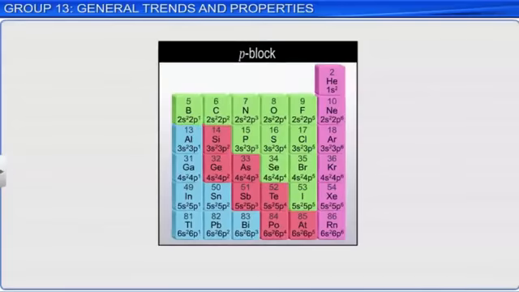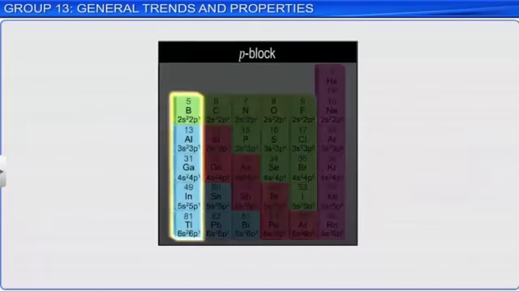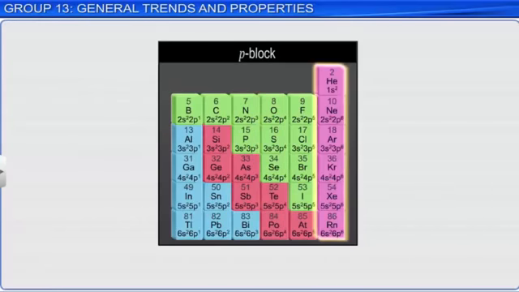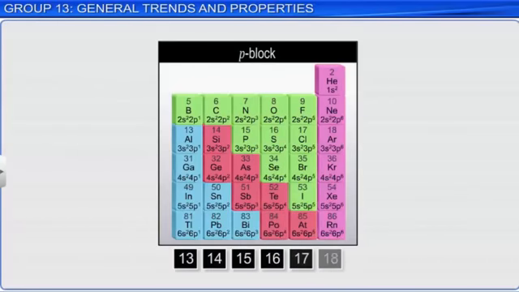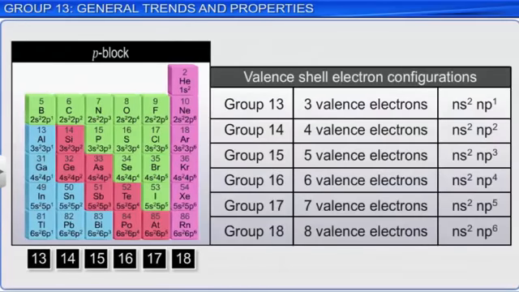As you recall, there are 3 p orbitals in a p sublevel, and each orbital can hold a maximum of 2 electrons. This is why there are 6 columns in the p block. There is a simple relationship between the group number, the number of valence electrons, and the electron configuration.